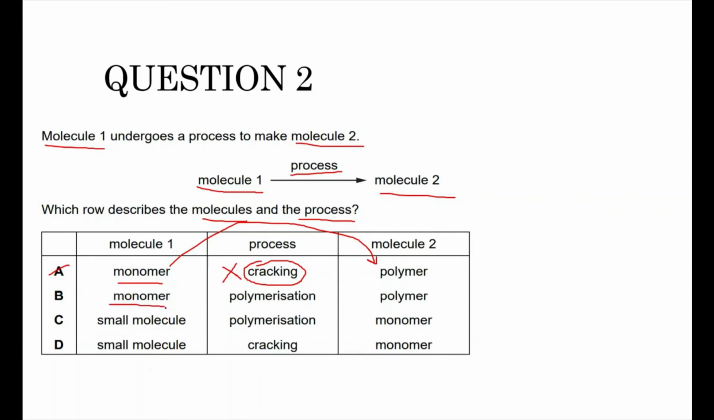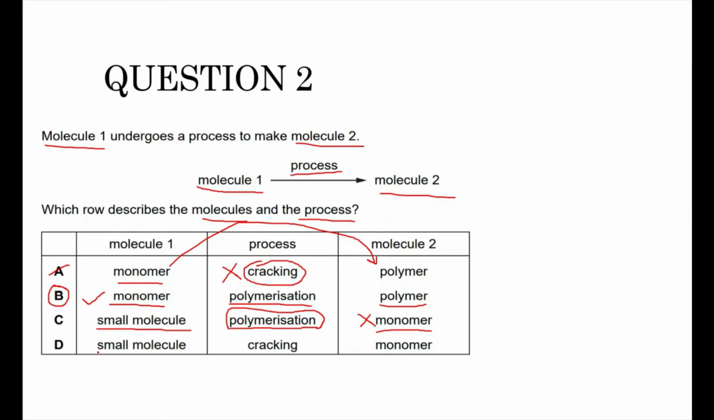Look at B now. A monomer is molecule 1, okay. The process is polymerization. Molecule 2 is polymer. Okay, that fits in. So B, we've got the answer. So the answer is B. Let's also talk about C. For C, it says that molecule 1 will be a small molecule, process is polymerization, and molecule 2 is monomer. No, because when the process is polymerization, it will always result in a polymer. It will not result in a monomer. So that's the wrong answer.